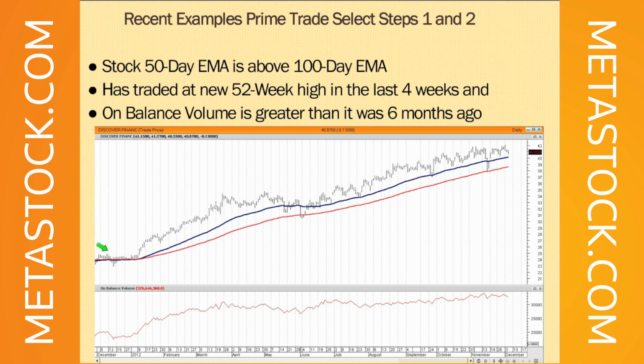So this is a current price chart just demonstrating a stock that's on a buy signal, and we can see Discover's been making a series of new 52-week highs. The 50-day EMA is above the 100-day EMA, and we have an upsloping on balance volume line.